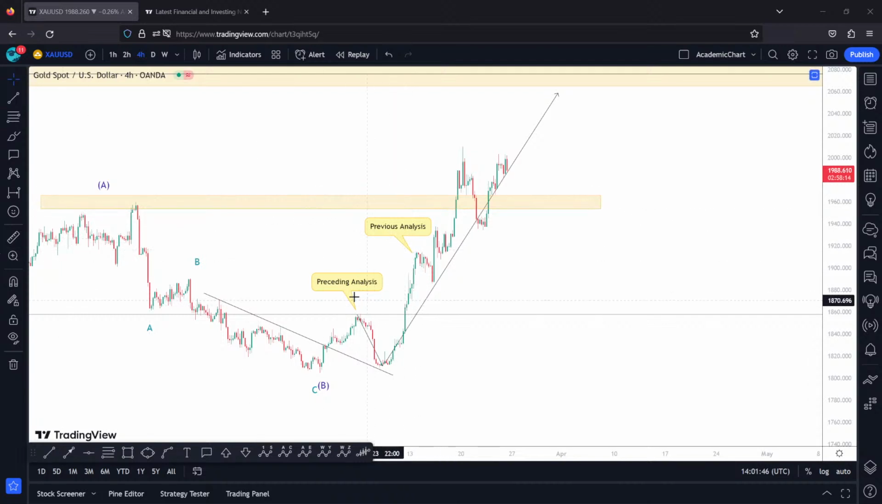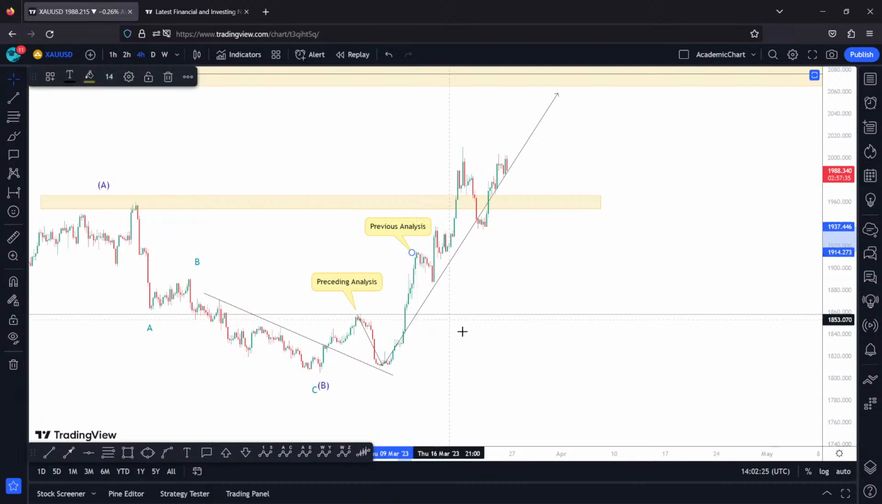This is what we had as our analysis points. This one is the preceding analysis. This is a 4 hour view, by the way. We recognized the breakout of this ABC pattern as a corrective structure. And after this, we were expecting, short term, a reversal to retest the structure and then continuation as the midterm and long term. So that happened exactly, and we reached our previous analysis.